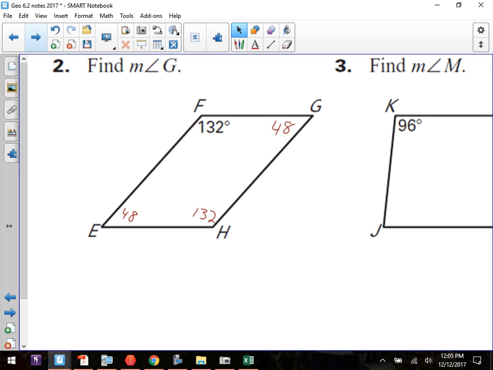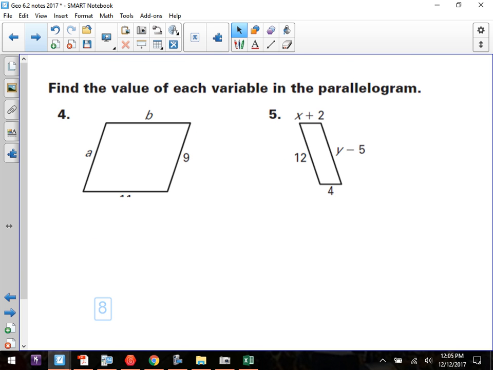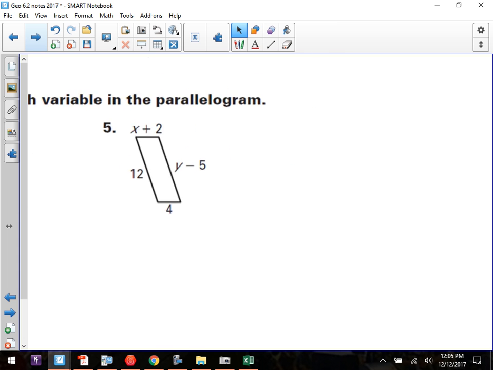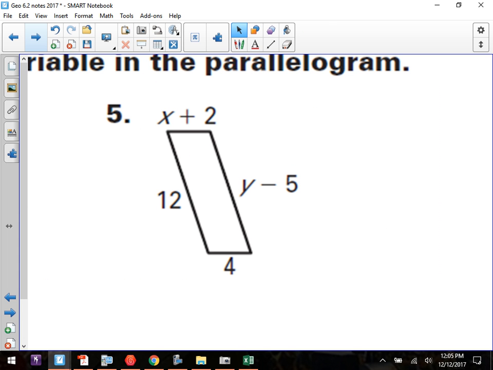So, does any of this change if you throw algebra in it? None of it will change at all. For example, if this is a parallelogram, figure out what X and Y are. I know. Pace yourself.